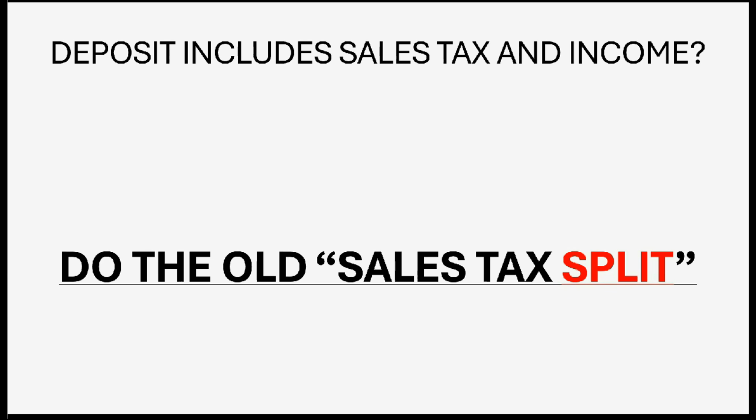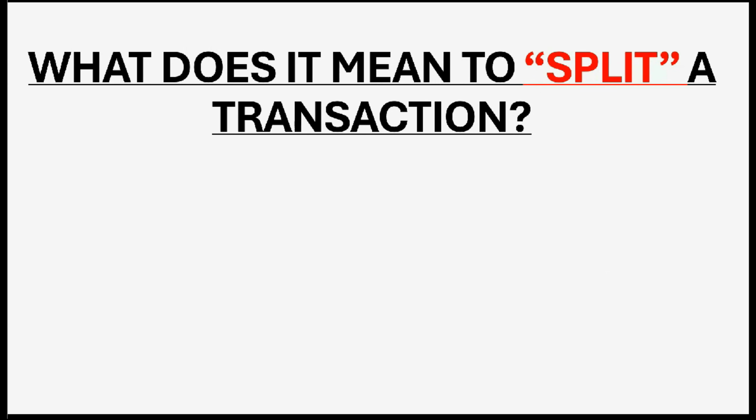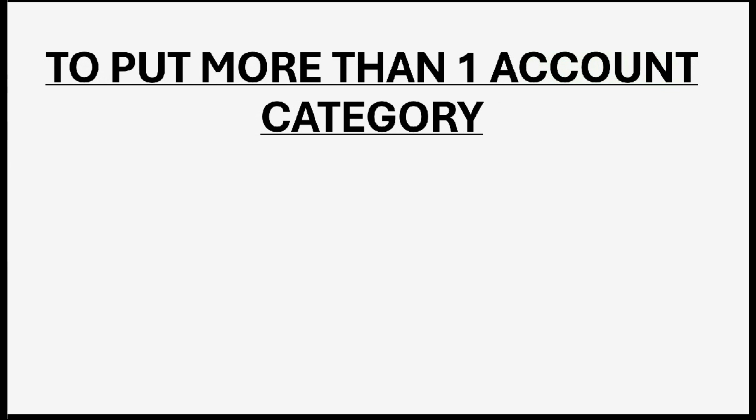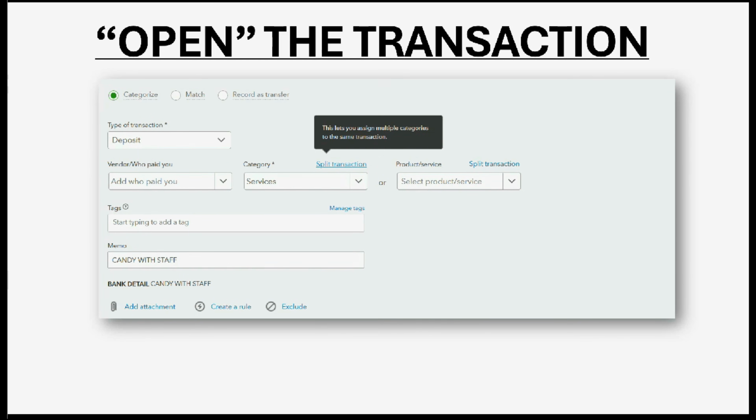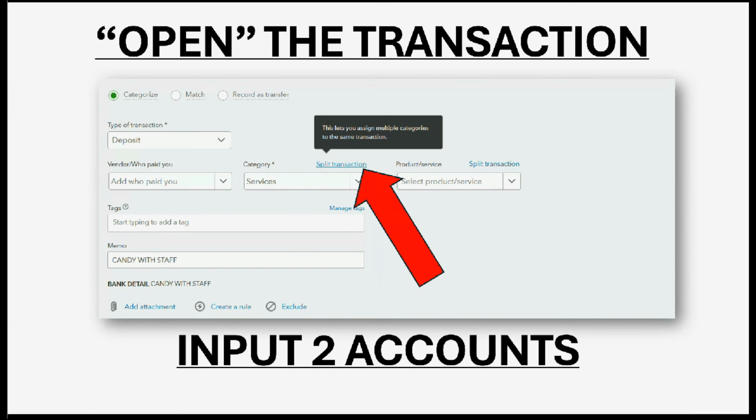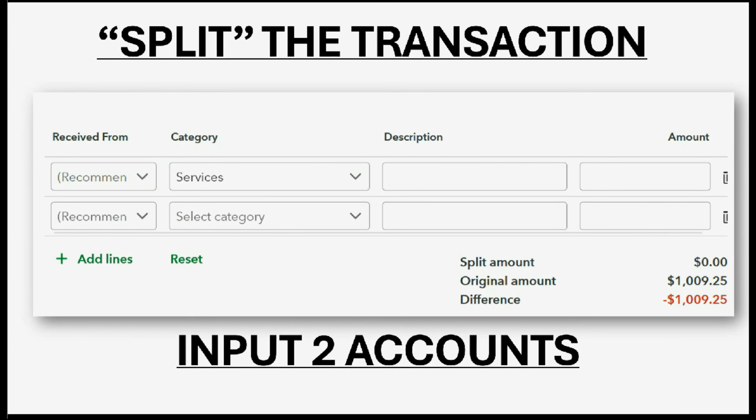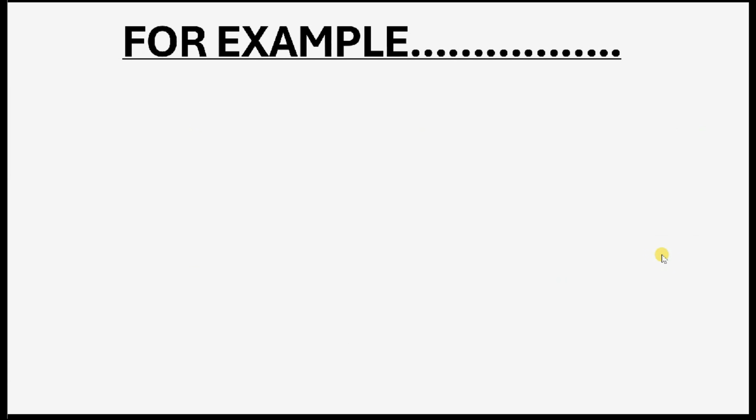Well, what does that mean if a deposit downloads and it's income, but it also includes the sales tax? To split a transaction means to put more than one account category that you assign to the transaction. So what am I talking about? Well, if you needed to put more than one account category, you would first open the transaction and you would click split transaction, and the screen would change and give you the ability to put two different account categories for the same transaction.